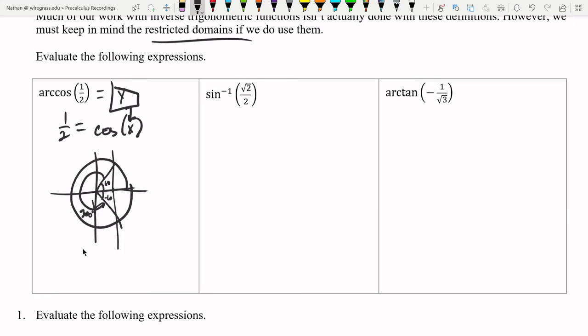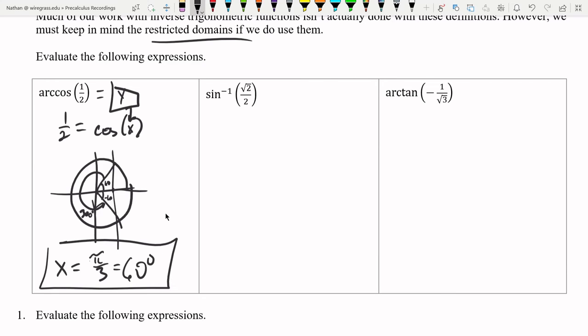So because we're restricted to the domain of arc cosine, or I should say the range of arc cosine in this case, we can only get the value of 1/2 from pi over 3 or 60 degrees. So this of course is the same answer, pi over 3 radians or 60 degrees. So that's our answer for arc cosine 1/2.